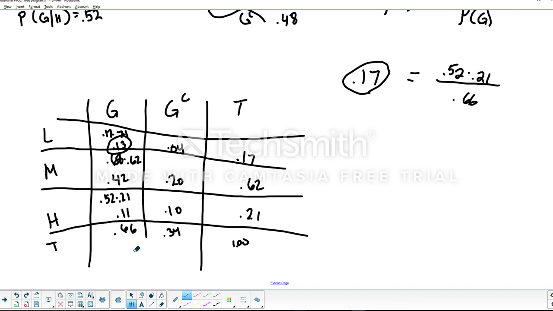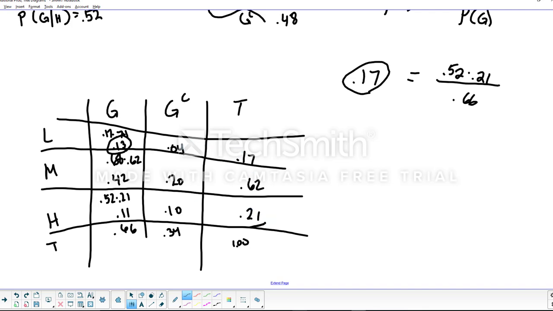Now I take the complement of that. If 66% said they had good grades, that means 34% said they didn't. And then I was able to work from here. If 11% said they had good grades, 10% must have said no to get 21. 42 and 20 would make 62. 13 and 4 would get 17.